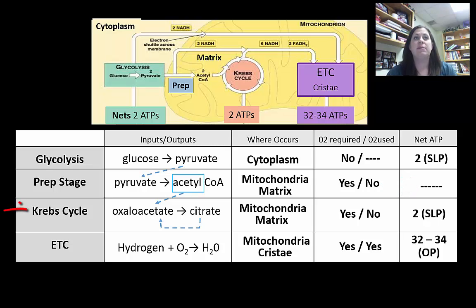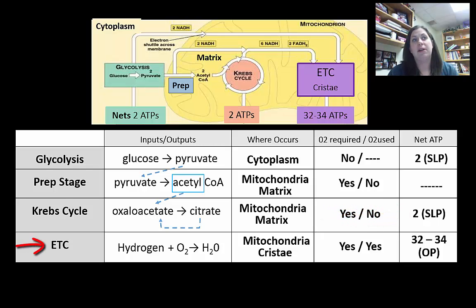The next stage is the Krebs cycle. We're going to see that acetyl-CoA is going to be added to another molecule, which is oxaloacetate, and it's going to go through the Krebs cycle and create citrate. Now this is going to happen again in the mitochondrial matrix. Oxygen is required but not used, and we're going to make 2 ATP.